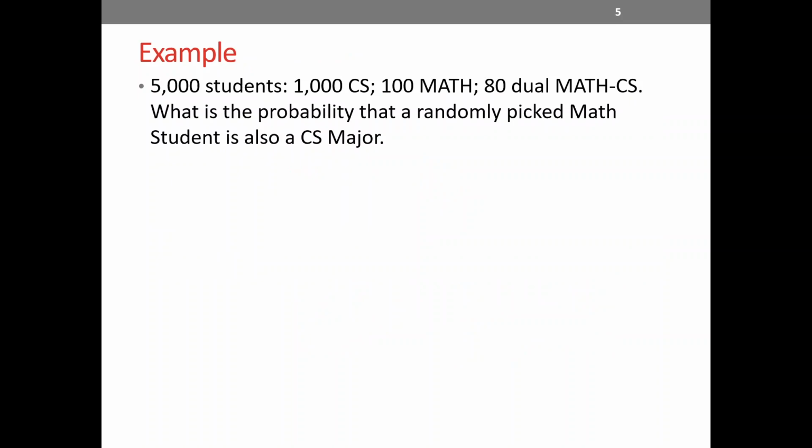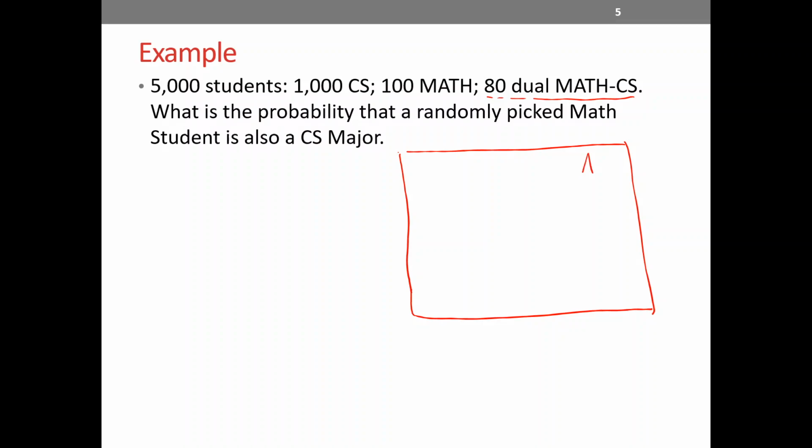Let's look at a more complex example, which is this one. Now we have around 5,000 students. Of those, 1,000 are CS students, 1,000 are math, 80 are dual, both math and CS, right? So what is the probability that a randomly picked math student is also a CS major? I would like to look at it in terms of a Venn diagram, right? Let me assume that this is my entire, like all of them, the 5,000 of them, right? And this is my CS, and here is my math, right? I know there is an overlap because of the dual majors, right?